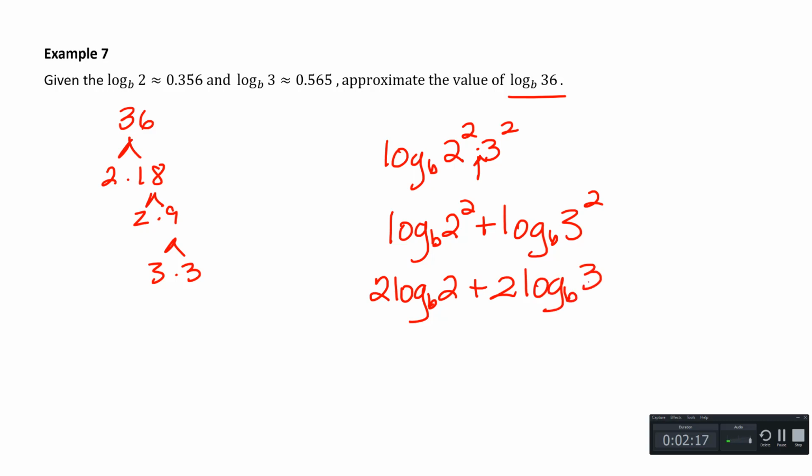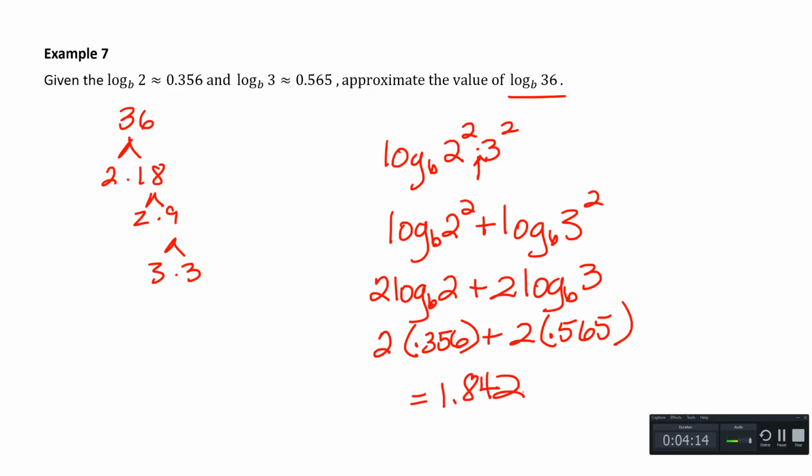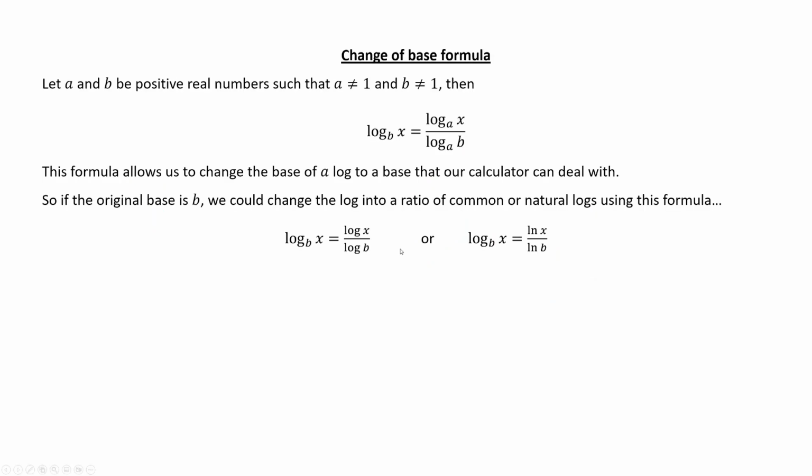We have our log base b of 2, which we know is about 0.356. So 2 times 0.356 plus 2 times 0.565 for log base b of 3. And then we can just punch that into the calculator. And so that is equal to 1.842.